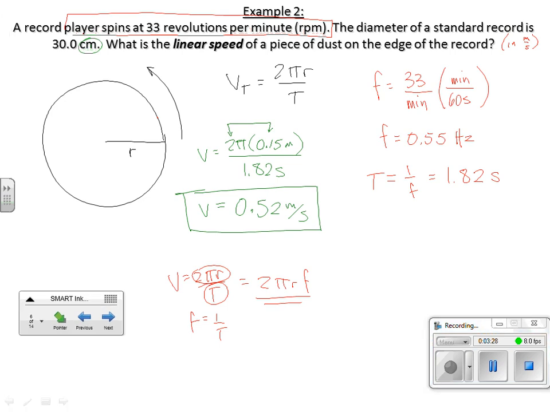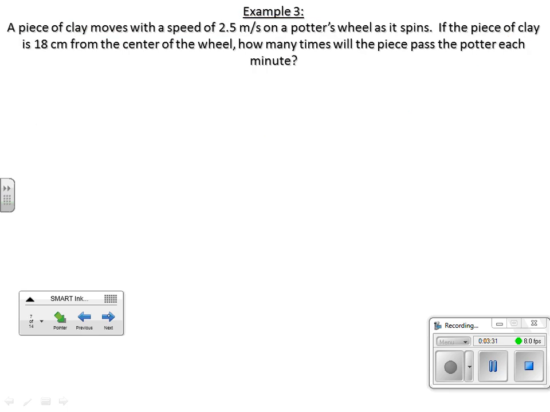Next example, number 3. A piece of clay moves with that speed on a potter's wheel. How many times will it pass the potter each minute? We're looking for a number of revolutions per unit time. We're looking for a frequency here. Frequency equals question mark. I forgot, I kind of broke my rule about a diagram. Here's the wheel, here's the clay, cruising around like that. Here's the radius. I don't know how much that helps.